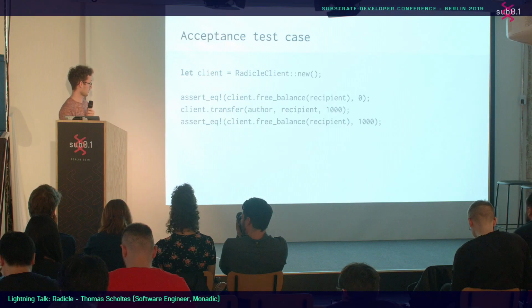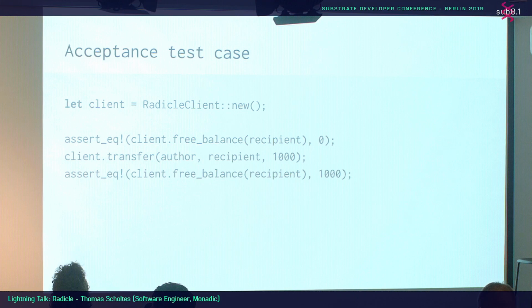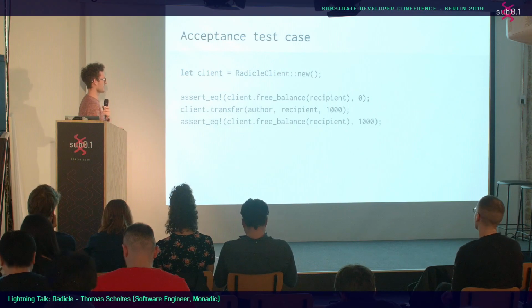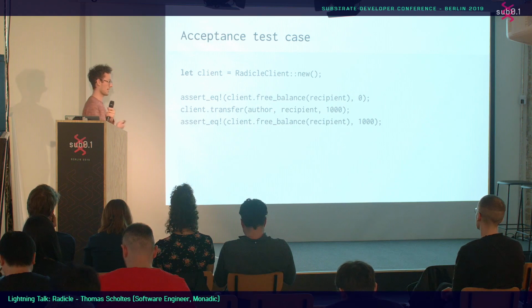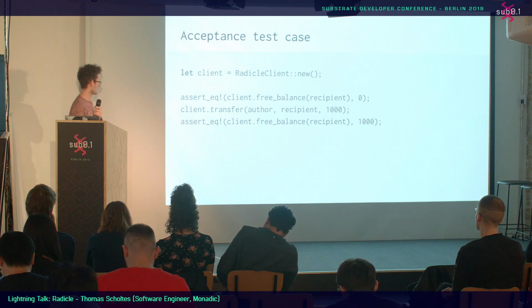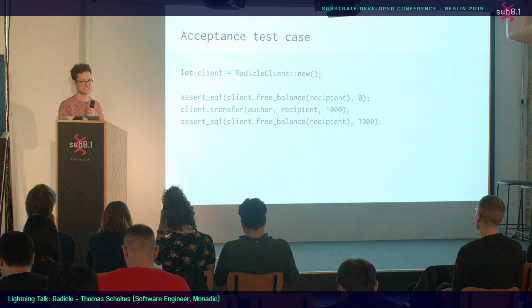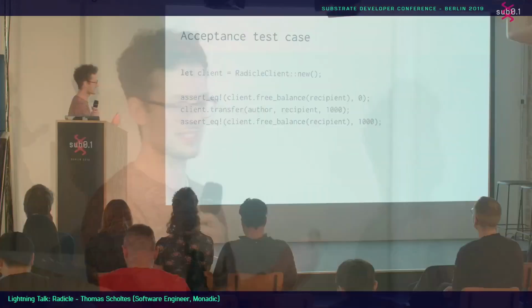So how do acceptance tests look? Pretty simple. We test the client that we deliver. We instantiate it and assert the initial state, which is that a given recipient has no money in their account. Then we transfer some money, and we assert that the recipient now has 1,000 of this token. Of course, I omitted a lot of stuff. If you write this, you need to use async await and do some setup and so on. But this is the high-level thing.